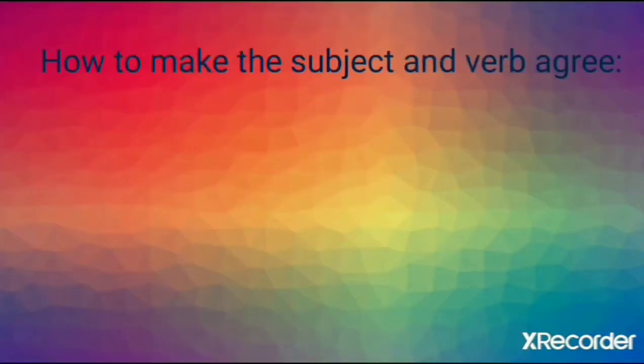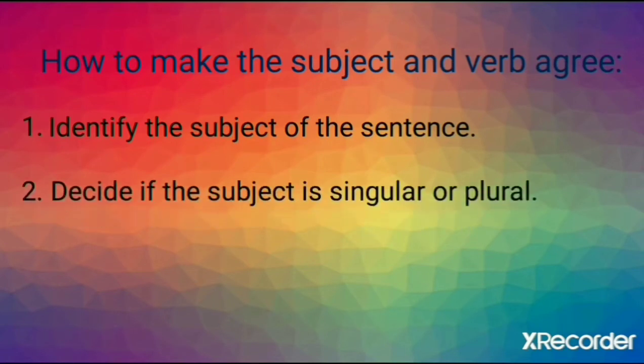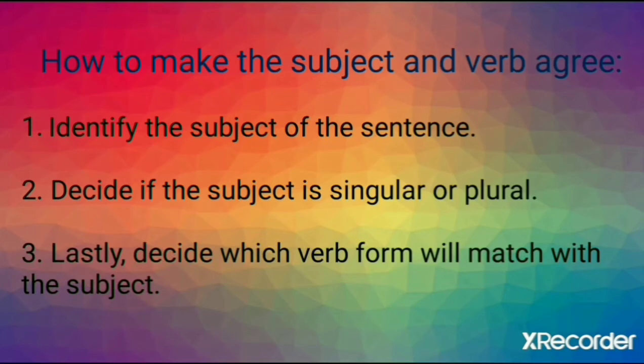So first of all, what do you have to do? You have to identify the subject of the sentence. Next, decide if the subject is singular or plural. And lastly, decide which verb form will match with the subject. So these are the three steps you have to keep in mind to make the subject and verb agree. Once again, I am repeating. The first step is identify the subject of the sentence. Second, decide if the subject is singular or plural. And the third step, decide which verb form will match with the subject.